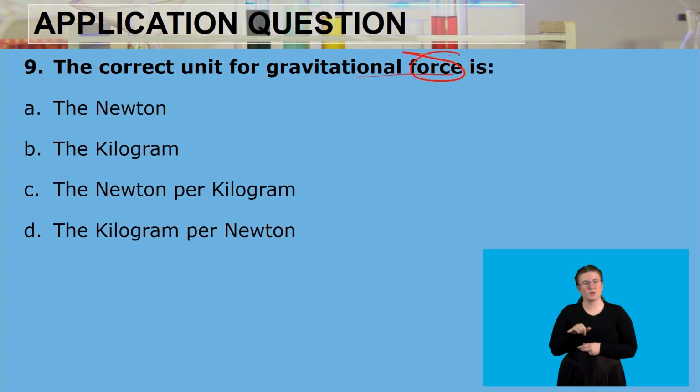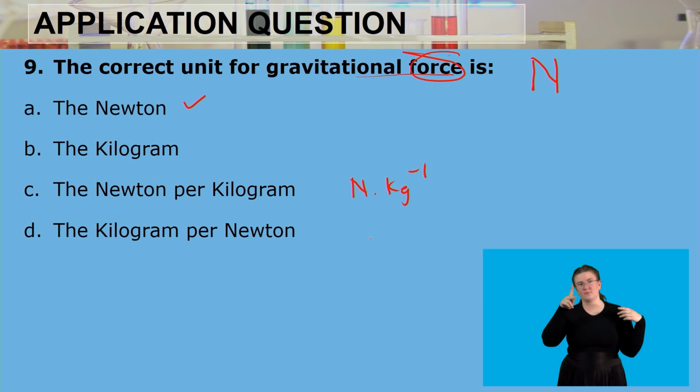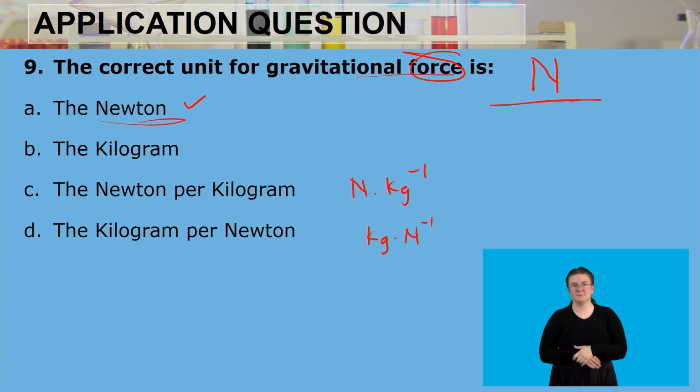Our last question says, the correct unit for gravitational force is... Remember, the keyword there is force. Force is measured in newtons, which is capital letter N. Therefore our answer is A, because kilograms is the measure of mass, and the other options are newtons per kg and kilogram per newton. None of these measure force; the only unit of measure for force is the newton, denoted by the capital letter N.